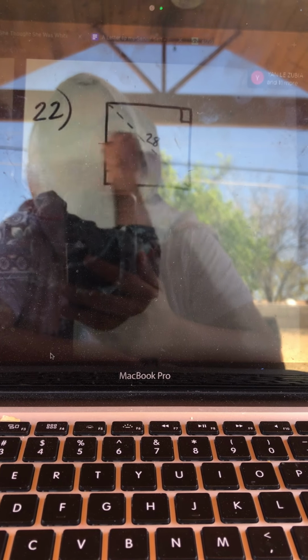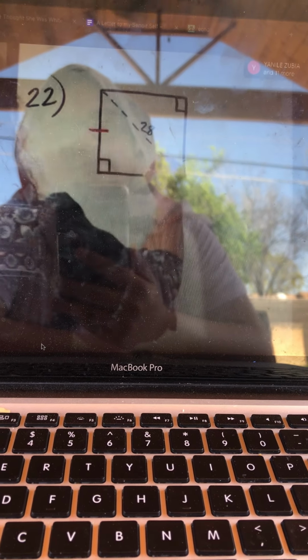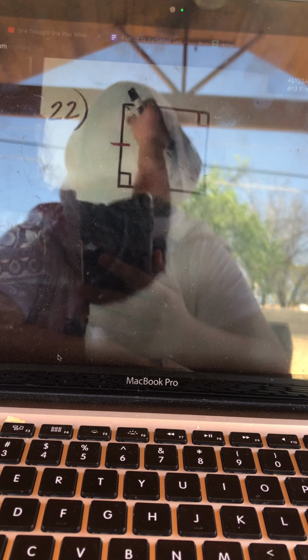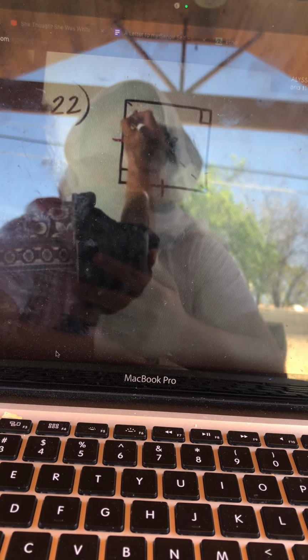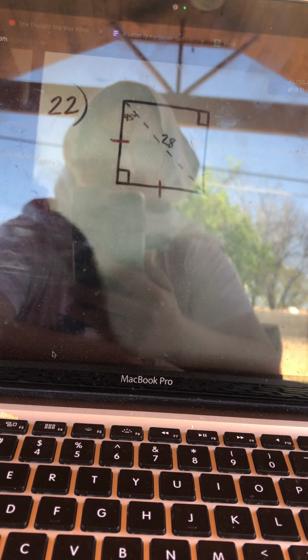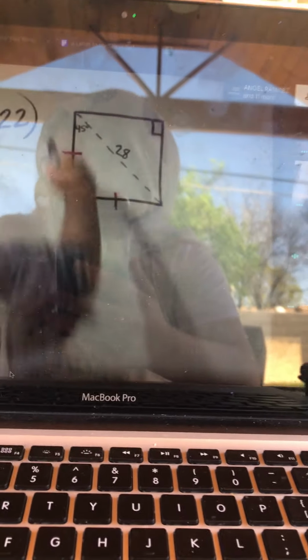So I know that this is a 45, 45, 90 triangle. How do I know that? Because it makes squares and both sides have to be the same. The diagonal is going to split this corner angle into two, so that makes it a 45 angle right there. Same thing here. So it's 45, 45, 90.